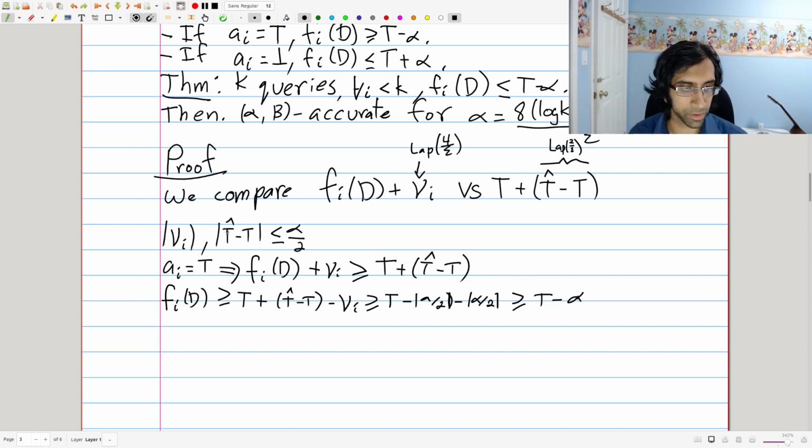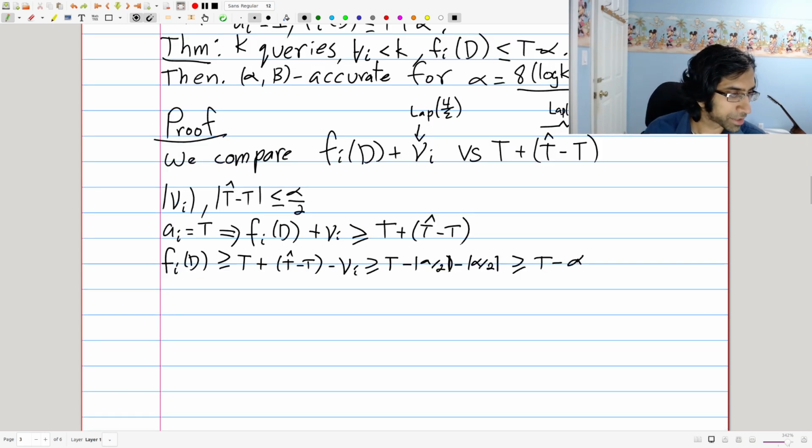Similarly, if you work it out for the other case where a_i equals bot, you'll see a similar thing. Maybe try working it out to test your understanding. Okay, so all we need to do now to conclude the proof is show that these bounds hold with high probability. So we want to show this.